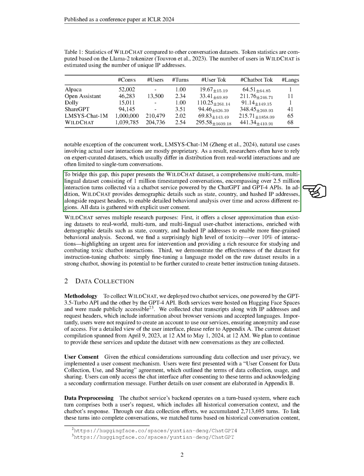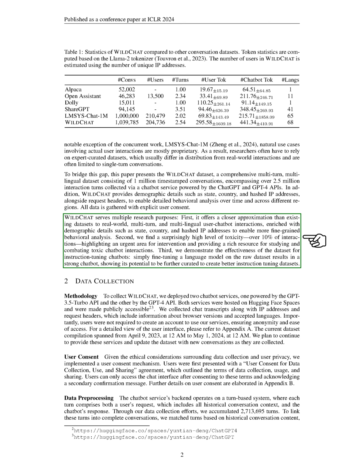WILDCHAT dataset, a comprehensive collection of multi-turn, multilingual conversations totaling 1 million, with over 2.5 million interaction turns. These conversations were gathered through a chatbot service using the ChatGPT and GPT-4 APIs. The dataset includes demographic information such as state, country, and hashed IP addresses, along with request headers, enabling detailed behavioral analysis over time and across different regions. Importantly, all data was collected with explicit user consent.